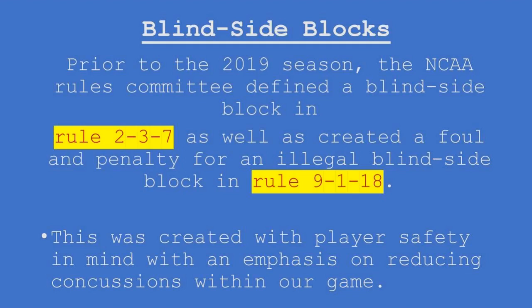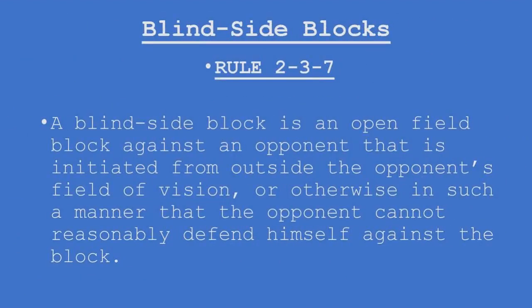We've had the term blindside block in our repertoire, in our vocabulary for a while, but that was in regard to targeting. So before we get too deeply into this, let's make sure we all have the definition of a blindside block. This is Rule 2-37. A blindside block is an open field block against an opponent that is initiated from outside the opponent's field of vision or otherwise in such a manner that the opponent cannot reasonably defend himself against the block.